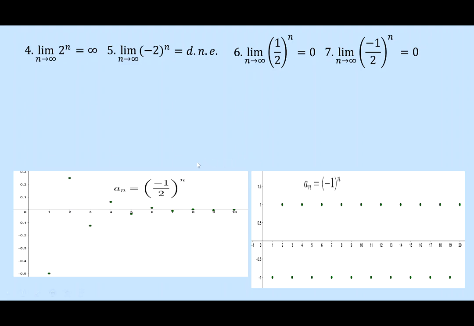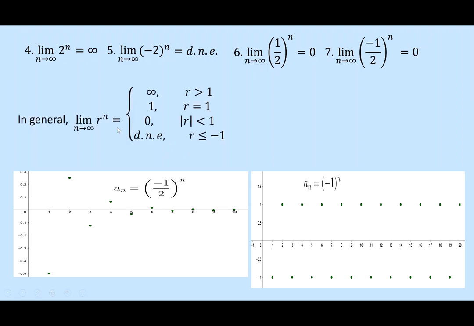And graphically, if I can show you, this is how the dots look. The negative 1/2 to the n here jumps up to the positive, jumps down to the negative, up, down, up, down, but they're oscillating about 0. So the limit of this is in fact equal to 0.